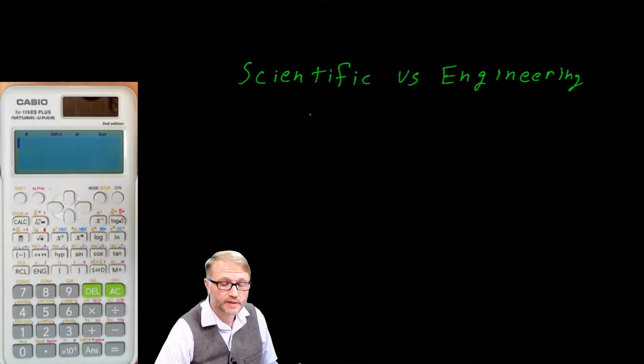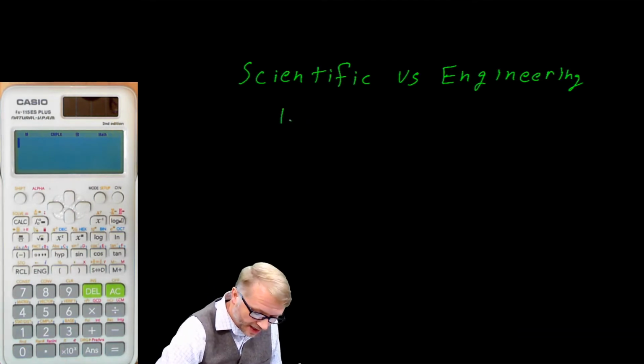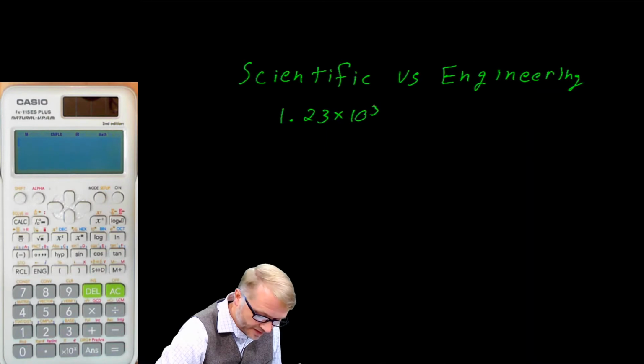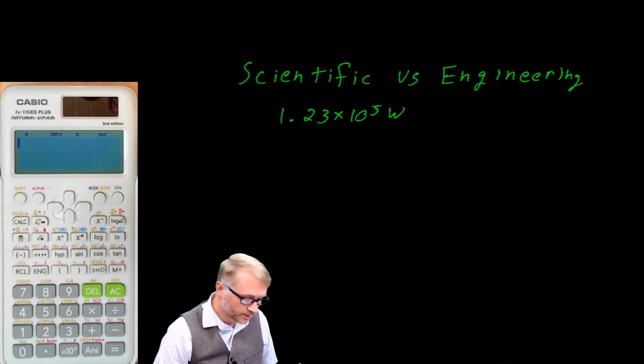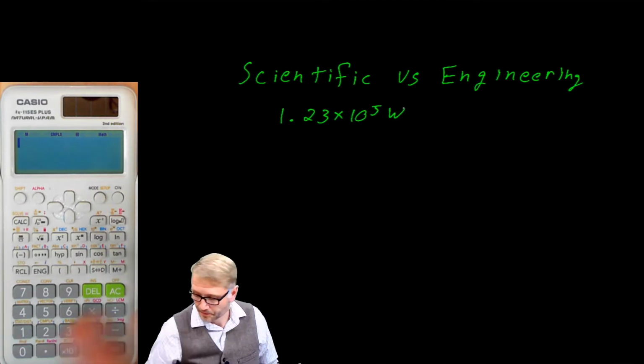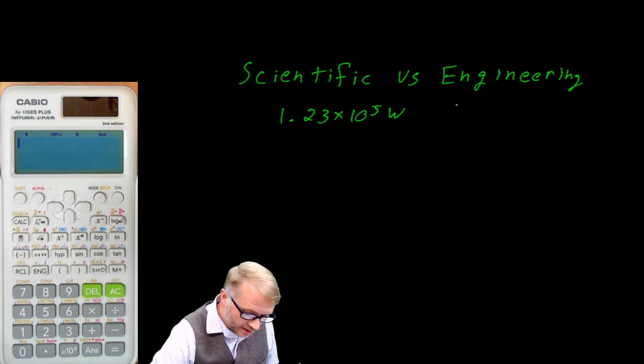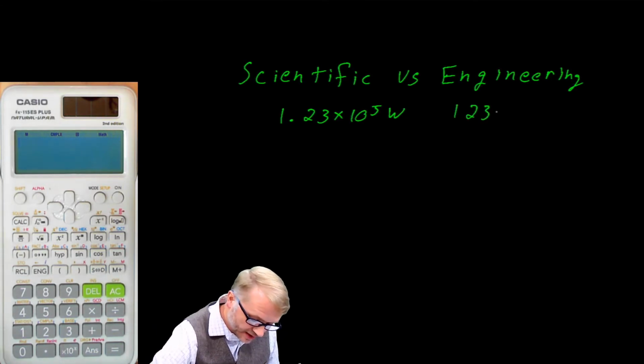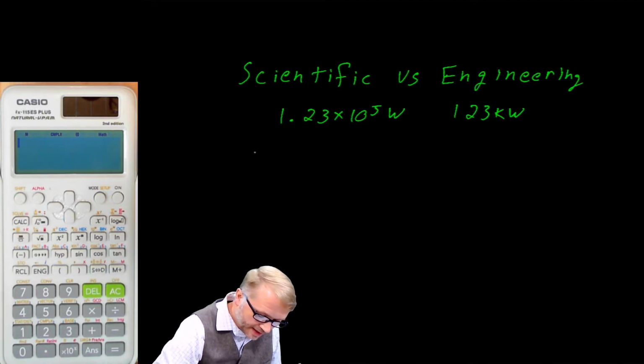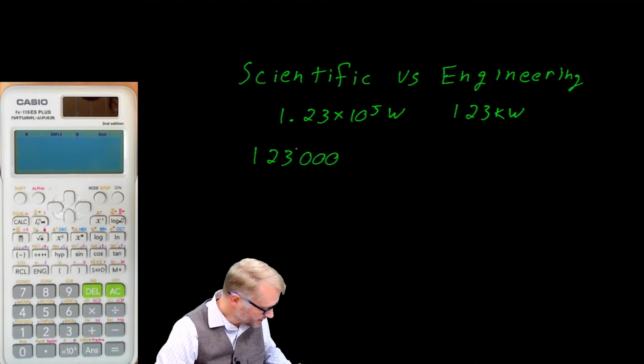We start with a review of scientific versus engineering notation. We'll start with an example. Suppose you had 1.23 times 10 to the fifth power, and that was a number expressed in watts. That would be 123 kilowatts. If you were to write that out, it would be 1, 2, 3, followed by 3 zeros. Let's see if that's correct.